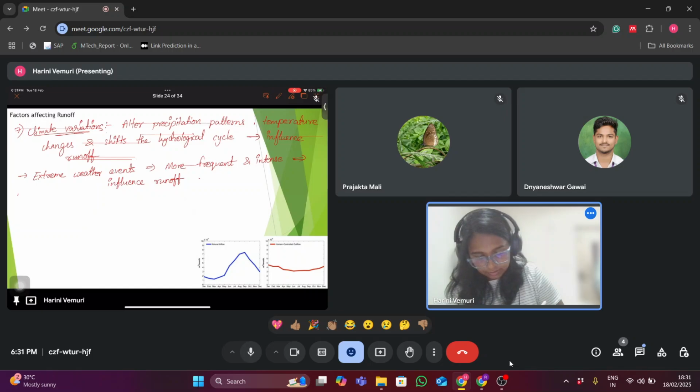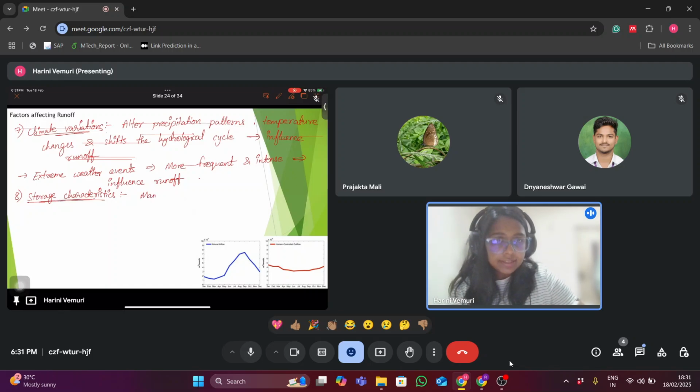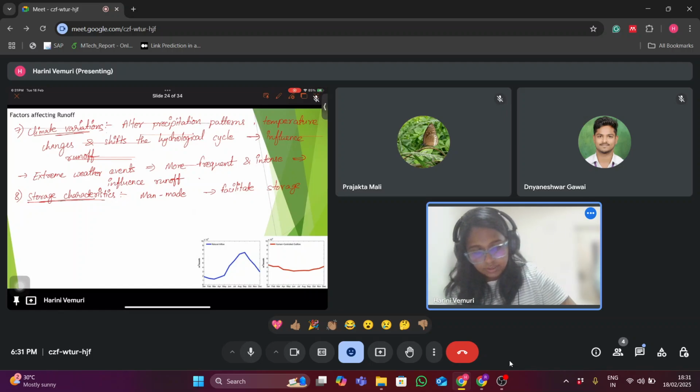And the next factor that affects the runoff is storage characteristics. In case of storage characteristics, we have man-made structures, okay, like dams, reservoirs, culverts, etc., which will facilitate storage and influence the runoff. Okay.